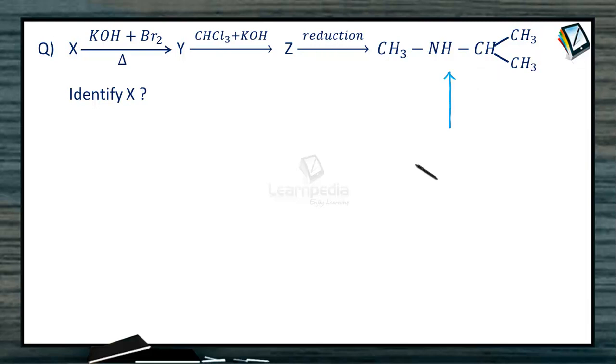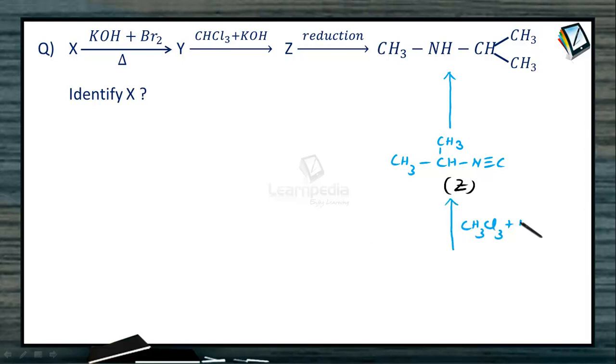So what could be that isocyanide? It is nothing but CH3, CH, CH3, N triple bond C. This one on reduction only we get this secondary amine. So this is our compound Z. And this compound Z was obtained by the process of carbylamine reaction.